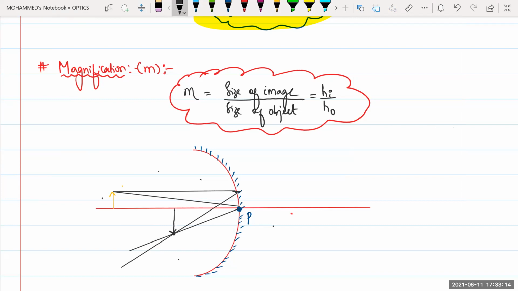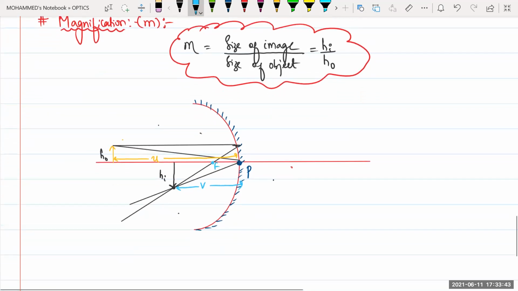So this is your height of object, and obviously this is your height of image. Everything above the principal axis will be positive; below the principal axis will be negative. This will be the object distance from the pole to this point, and obviously this will be your image distance from the pole to the point of intersection. The point where it is meeting is the focus, that is nothing but F. Is the ray diagram clear?